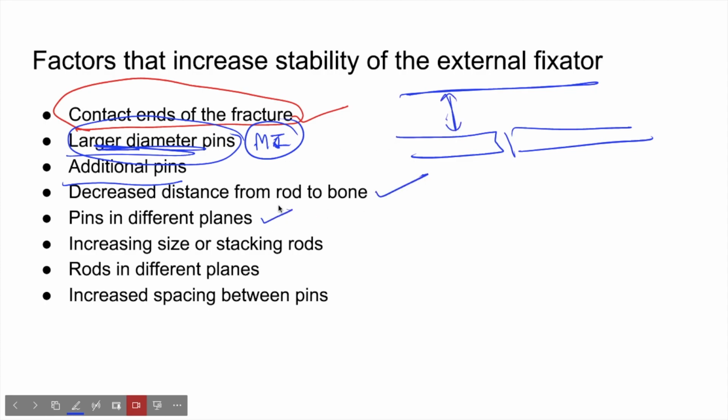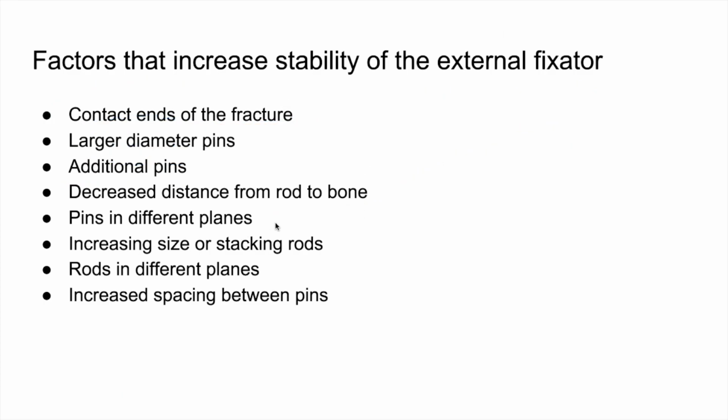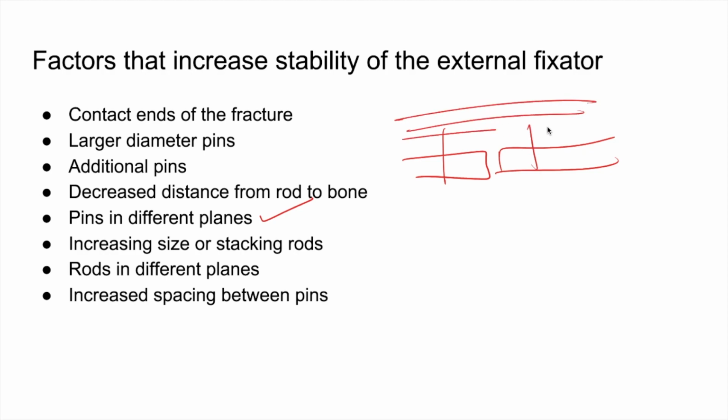Pins can be placed in different planes, uniplane, biplane, or multiple planes, which will improve stability. We can also increase the number of rods. If you increase the number of connecting rods to 2, that also increases stability of the external fixator. Connecting rods in different planes increase the stability.